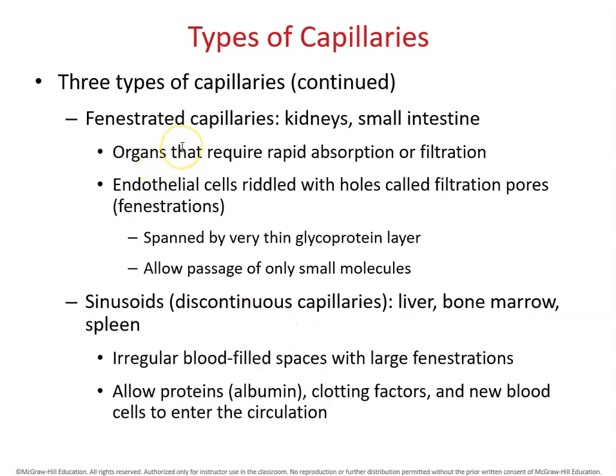The second type of capillary is the fenestrated capillary. This type of capillary can be found in the kidney and the small intestine. Those organs require rapid absorption or filtration of materials. The endothelial cells in this type of capillary are riddled with holes called filtration pores. This allows the passage of small molecules. Sinusoid capillaries can be found in the liver, bone marrow, and the spleen. This type of capillary allows proteins, clotting factors, and new blood cells to enter the circulation.